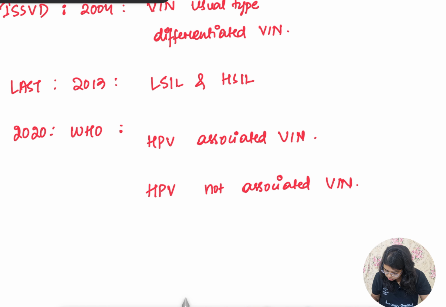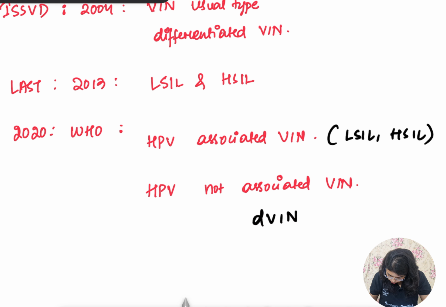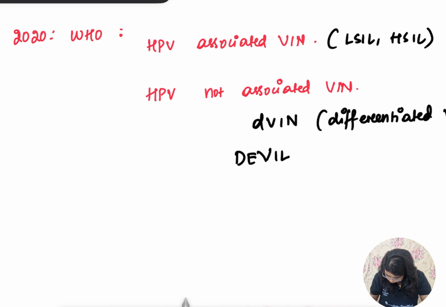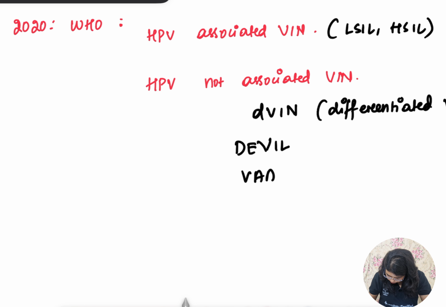So what does HPV associated VIN include? That includes both LSIL and HSIL, both low grade and high grade intraepithelial neoplasms. And in HPV not associated VIN, what is included? That is DVIN, that is differentiated VIN, DEVIL, and VAAD.